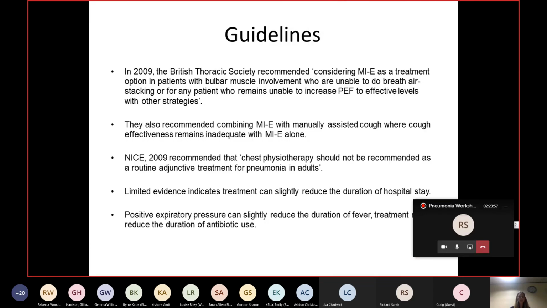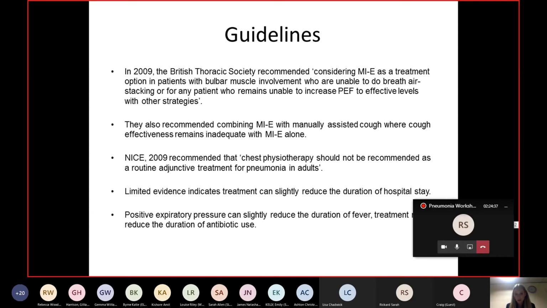However, all that said, our guidelines, the British Thoracic Society, do recommend considering MIE as a treatment option for patients with bulbar muscle involvement who are unable to do breath stacking, or for any patient who remains unable to increase peak expiratory flow to effective levels with other strategies. And I think that comes to looking back into that toolkit, what we've got. It might be that we feel we've explored and utilised what's in that toolkit, and that by using the cough assist, there is potentially a difference it can make.